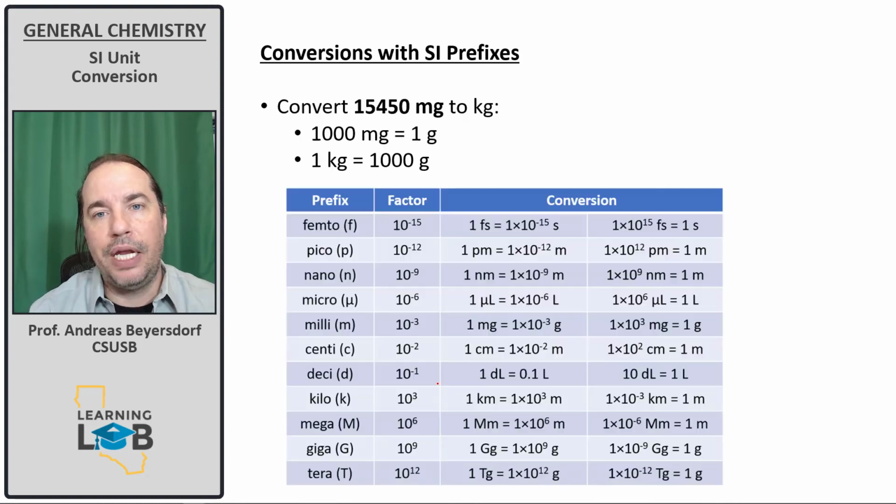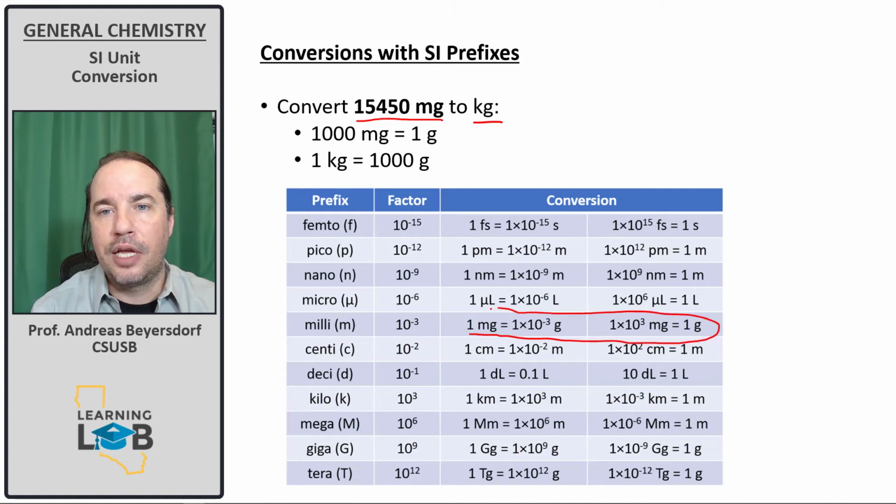Now, let's look at one a little bit harder. Let's say we want to go from milligrams to kilograms. If I look at the table here, I don't have any conversion factor between milligrams and kilograms. But I do have a conversion factor between milligrams and grams: 1,000 milligrams equals 1 gram. And I have it between kilograms and grams. So 1 kilogram equals 1,000 grams.